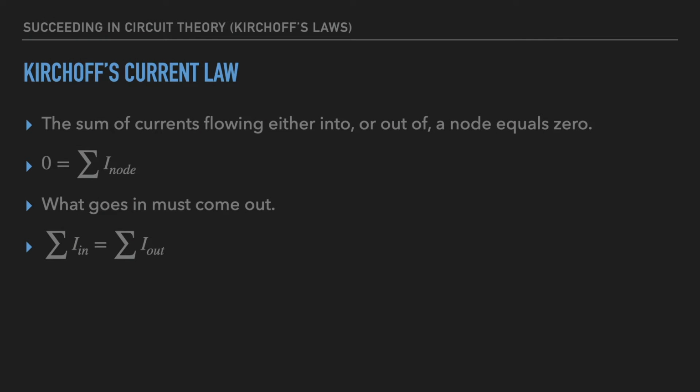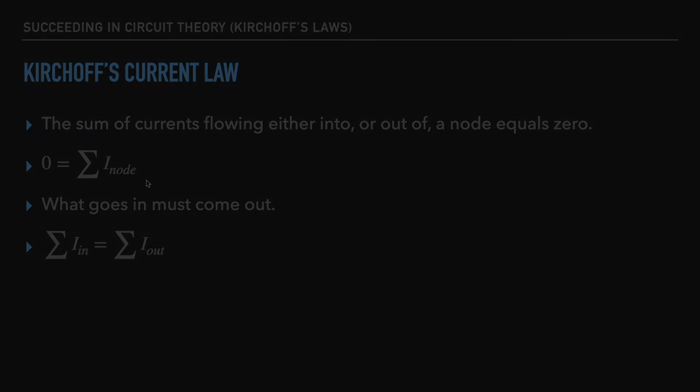Let's start with Kirchhoff's current law, which basically states that the total sum of currents flowing into a node must be zero. In other words, what flows in must flow out. The two equations on the screen both describe Kirchhoff's current law. For small problems, the second equation, what goes in must come out, is fine, but as things get more complex, I prefer to use the top equation. And I always consider currents flowing out to be positive and currents flowing in to be negative.